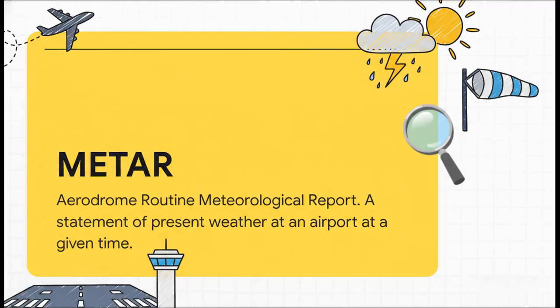So, first things first, what is a METAR? It stands for Aerodrome Routine Meteorological Report. But really, all you need to know is that it's an hourly snapshot. It's the weather conditions on the ground at a specific airport at a given time. It's the most direct way to know what's happening right now where you plan to be.